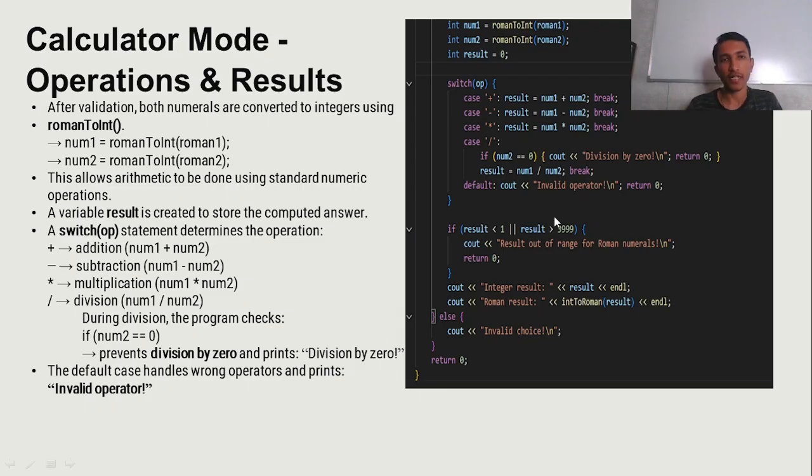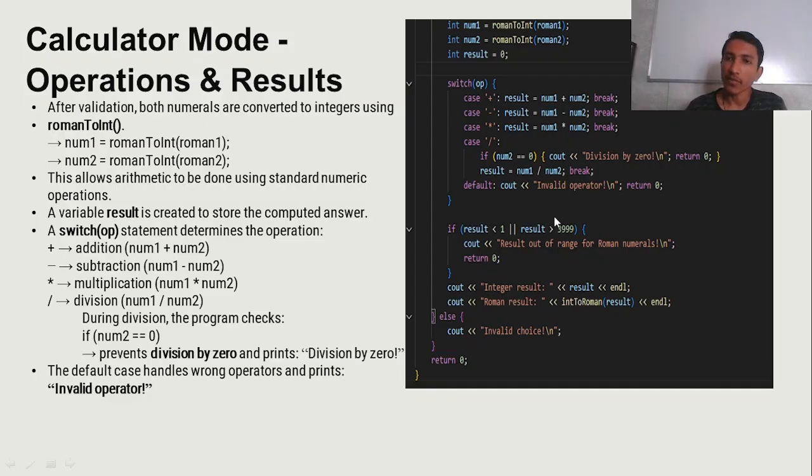Now, after validation, both numbers are converted to integers using the Roman to int function and are stored in the variables named num1 and num2. This allows arithmetic to be done using standard numeric operations. A variable result is created to store the computed answer. Now we are using a switch case for calculation. For the switch we have op, which stores our operator. In case it is equal to plus, we will perform addition: result will be equal to num1 plus num2, and for subtraction it will be num1 minus num2.